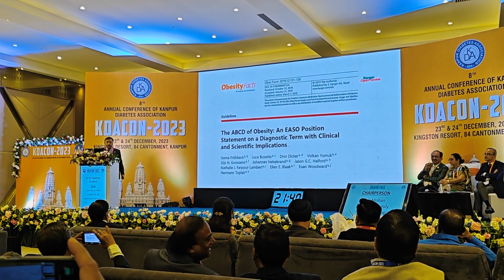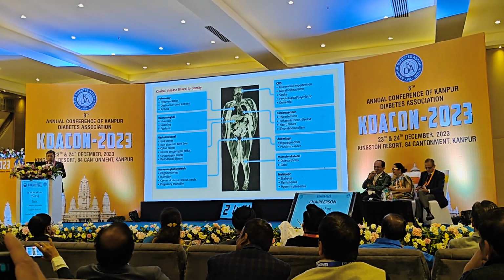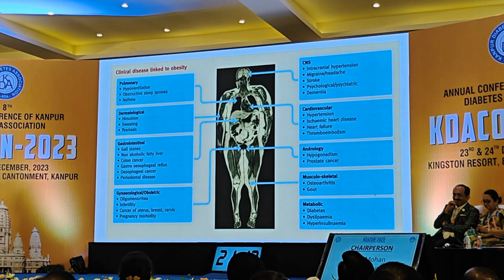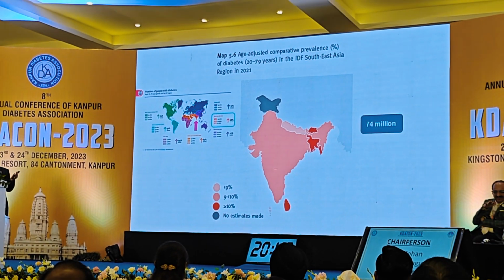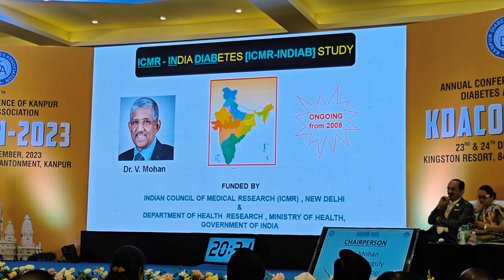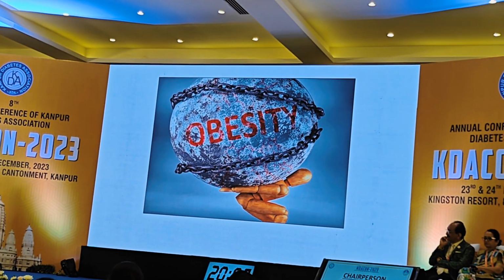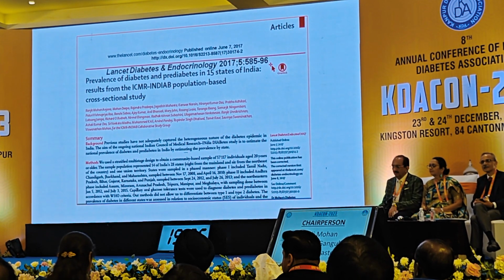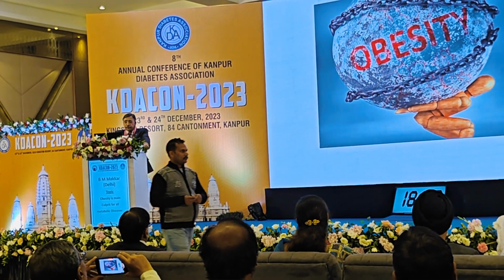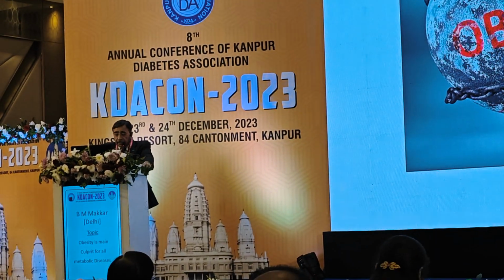This has been adopted by most of the organizations. We know that it is associated with a number of comorbidities and complications. And we had an estimation of the number of people from Dr. Mohan's group, and the study shows the high prevalence of obesity. And the number is more than 101 million people living with type 2 diabetes.